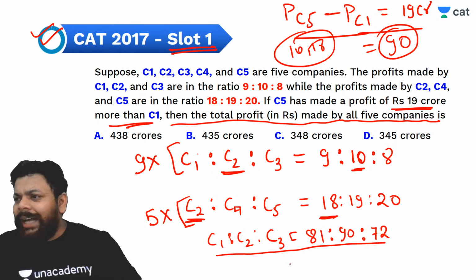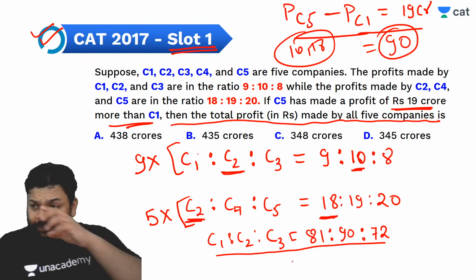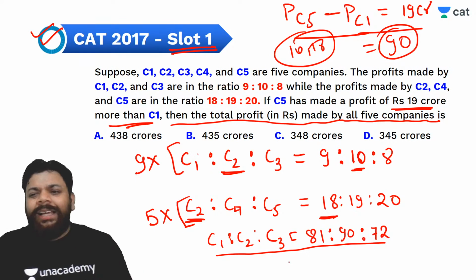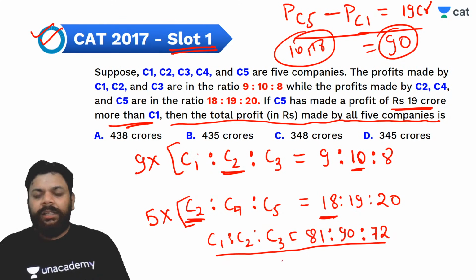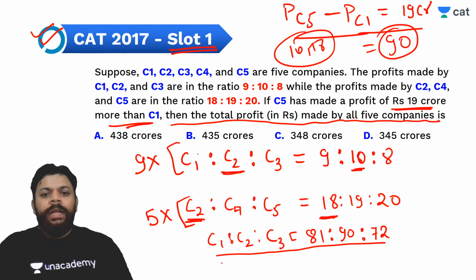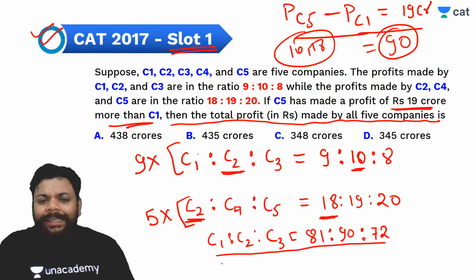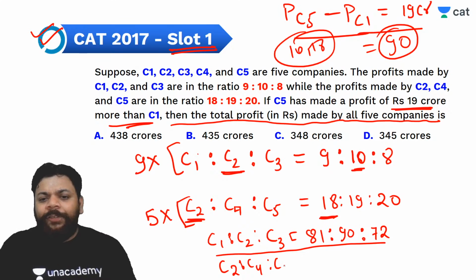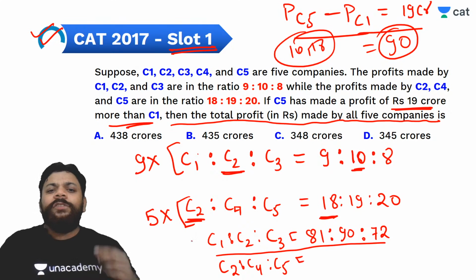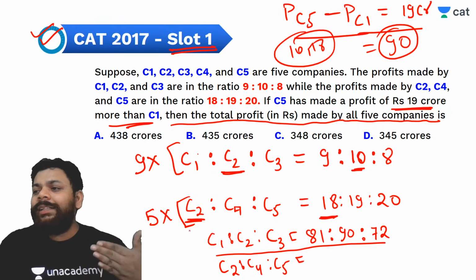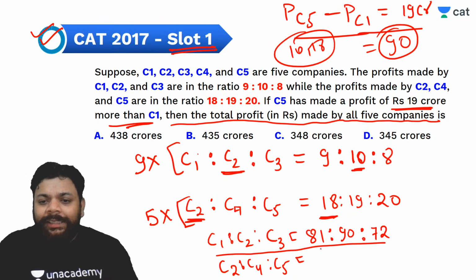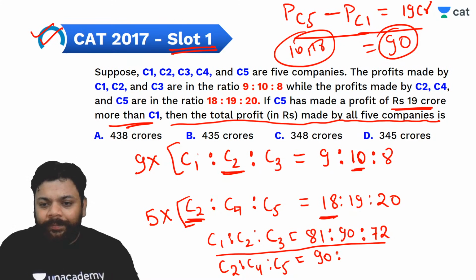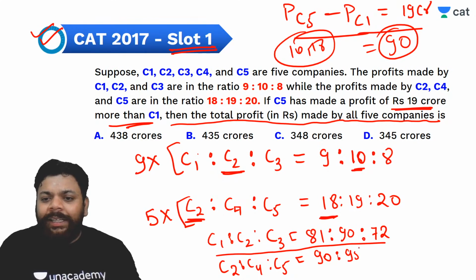Okay, answers are coming. Just try to think like this, whether it can be solved this way or not. And similarly, can I say that C2 is to C4 is to C5 will be equivalent to, since we have to multiply this with 5, so this is going to be 90, this is going to be 95 and this is going to be 100.